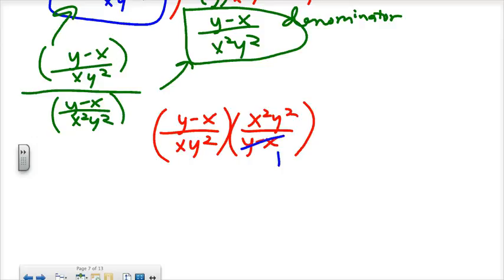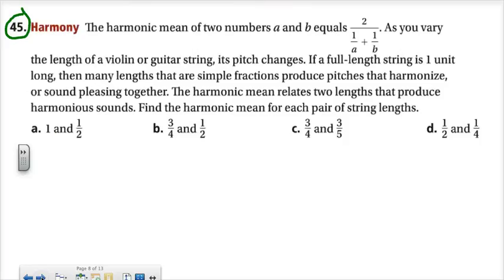So the y minus x's are going to cancel out. We can cancel out one of the x's, and we can cancel out both of the y's. And very cool answer there of just x. That's it. So pretty cool. They didn't ask us to state restrictions on the variables, but x can't be 0 and y can't be 0 on that one. Then, number 45.